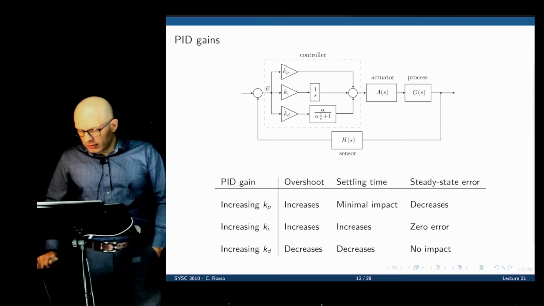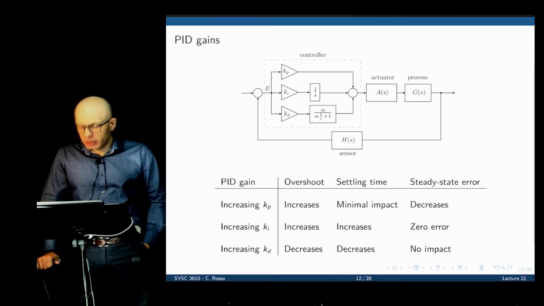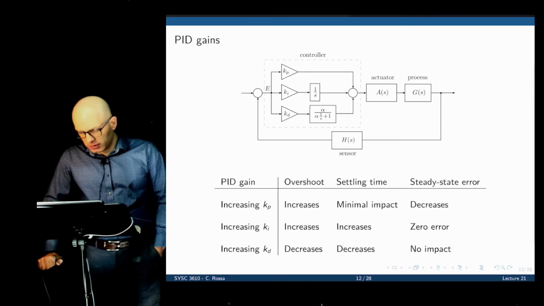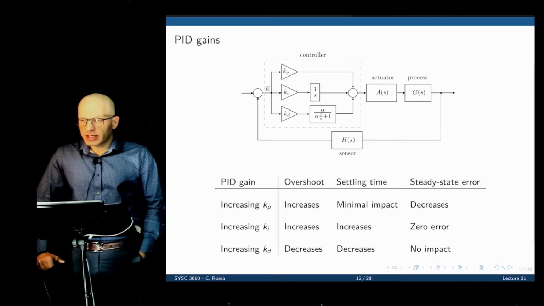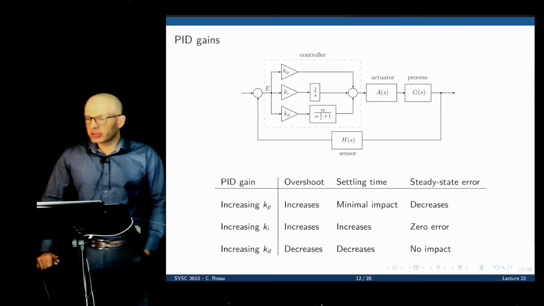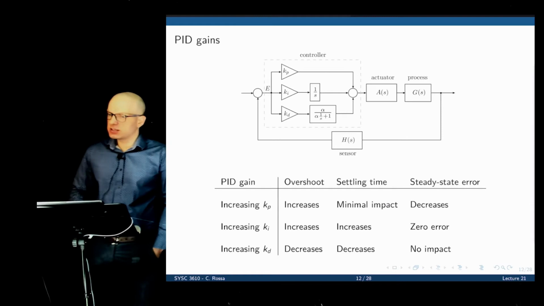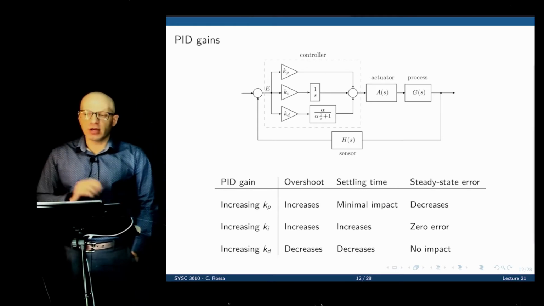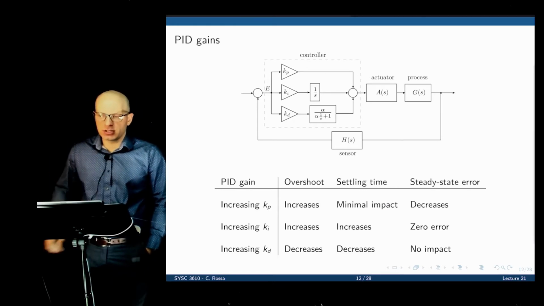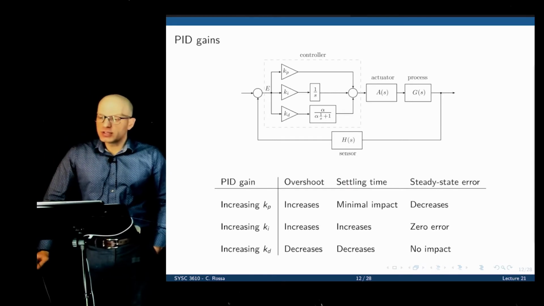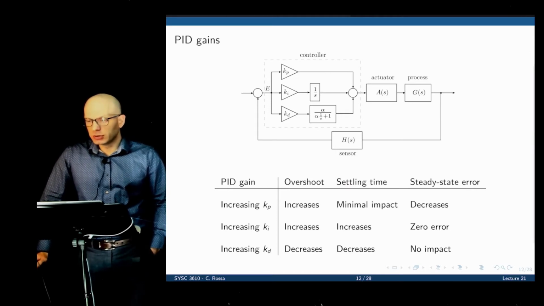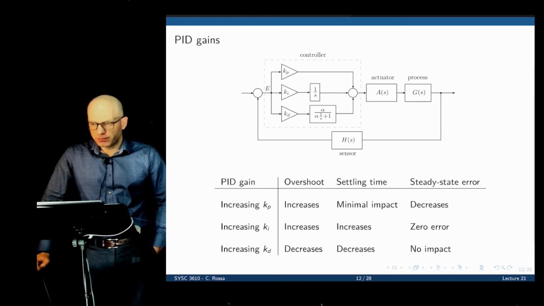The integral gain, if we increase it, we are increasing overshoot because you're giving more energy to the system. We are increasing the settling time because we are creating more oscillations. And the steady state error is 0. The steady state error is 0 regardless of the value of Ki, so long as it doesn't make the system unstable, so long as it's a positive value. Now for the derivative gain, if we increase the derivative gain, we decrease overshoot, we decrease the settling time for underdamped systems, and it has no impact whatsoever on the steady state error, right?